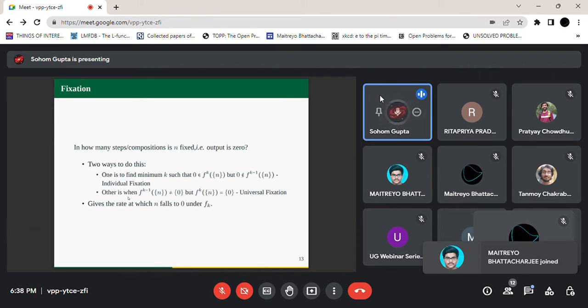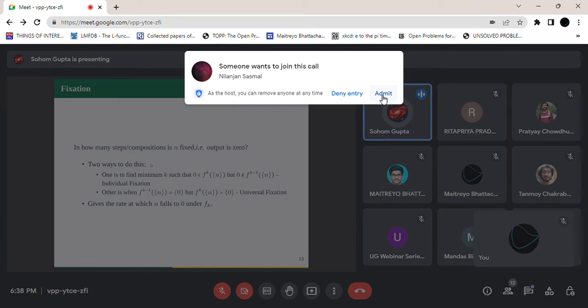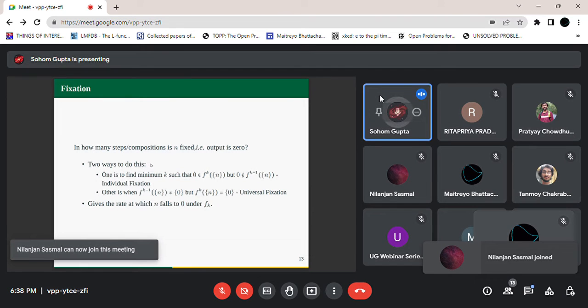What does that actually mean? It means that if you were to take a path, like from n, you have many different paths to go down. So whenever you have q and q plus 1, one path goes through q and one path goes through q plus 1. So individual fixation basically says what is your shortest path. Your shortest path is such that it goes to 0 first.